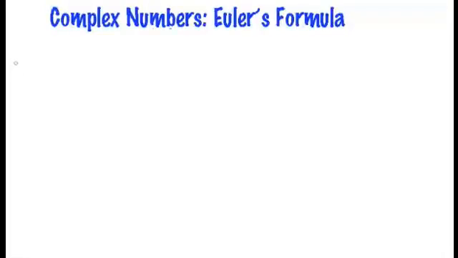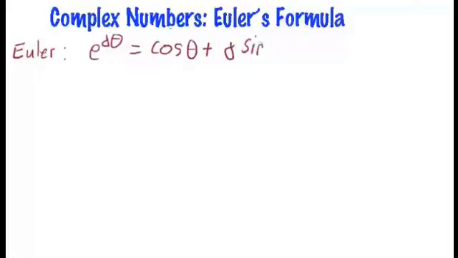Here we're going to show that complex exponentials defined through Euler's formula satisfy all the usual rules of exponentials. Euler says that e to the j theta equals cosine theta plus j times sine of theta. Now I'll list four properties that complex exponentials should satisfy.